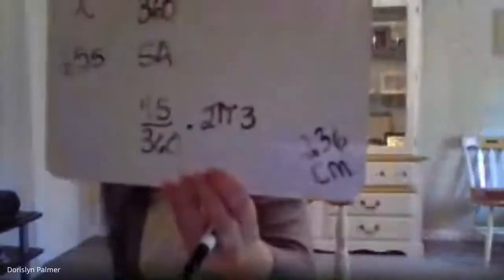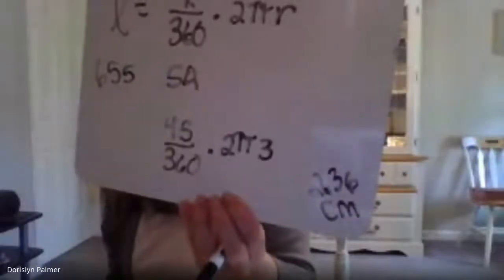I don't think that's right. Should we be getting a small number? Yes. What did you get? I got 2.4. That's it. They said nearest hundredth, so we're going to put it at 2.36. 2.36, yes. Okay. That's it.